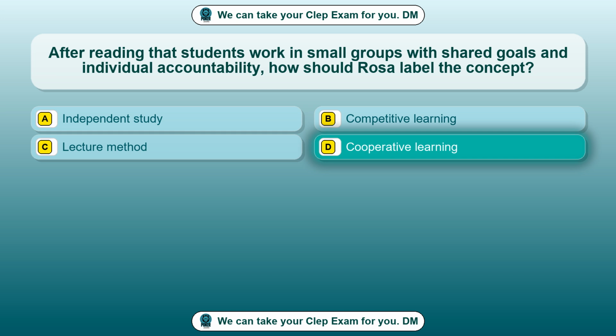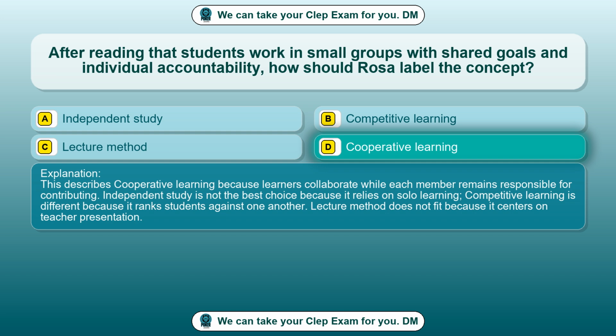Cooperative learning. This describes cooperative learning because learners collaborate while each member remains responsible for contributing. Independent study is not the best choice because it relies on solo learning. Competitive learning is different because it ranks students against one another. Lecture method does not fit because it centers on teacher presentation.